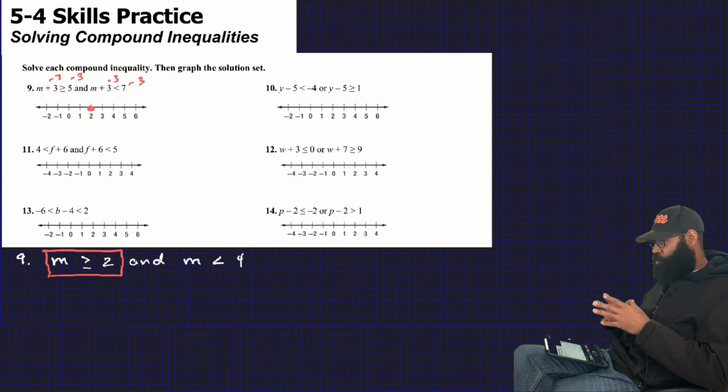But the first solution that I got, let me go ahead and graph that. It's going to be the closed circle on 2 going to the right.